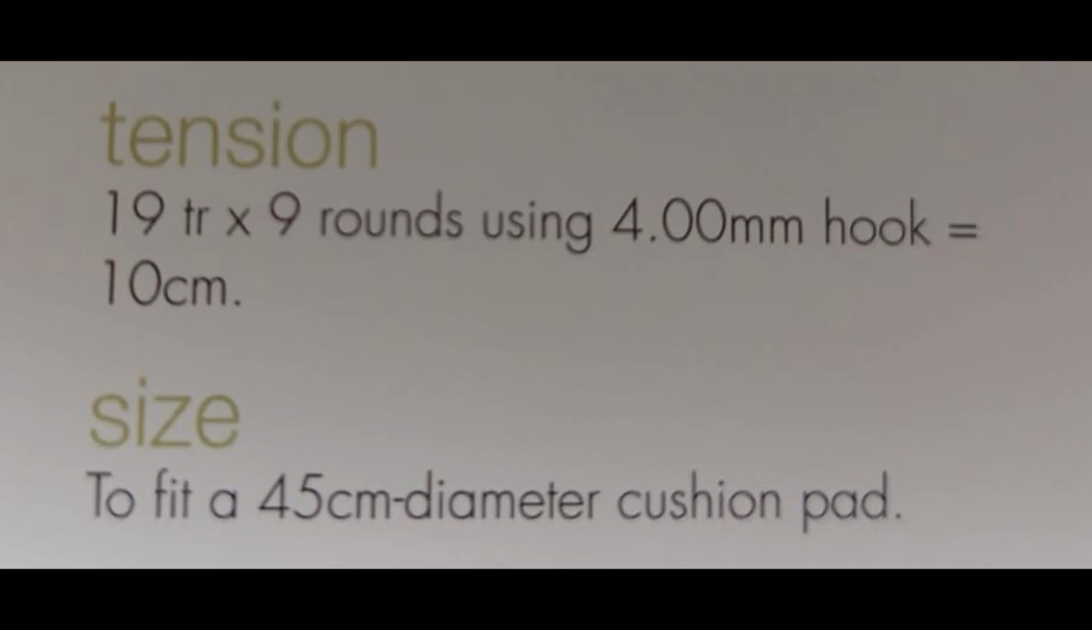The next part that you'll normally see is the size of the item that you will be making. So 44 centimeters in diameter, that's the size of the cushion cover that you'll be making.